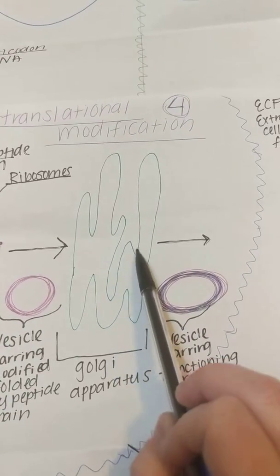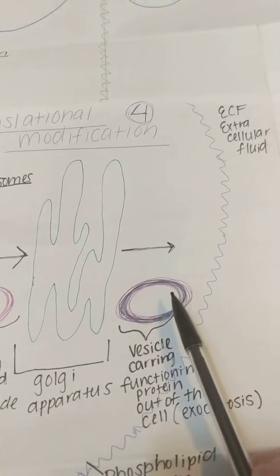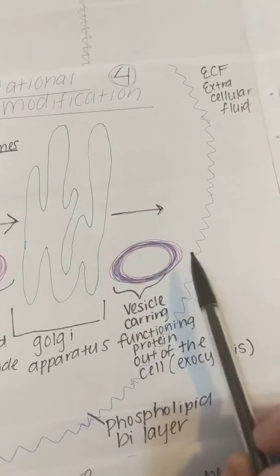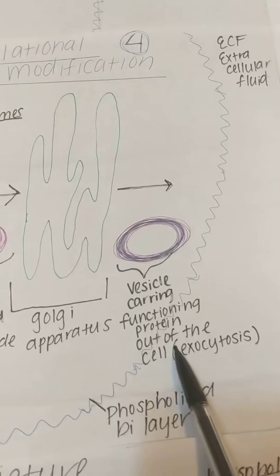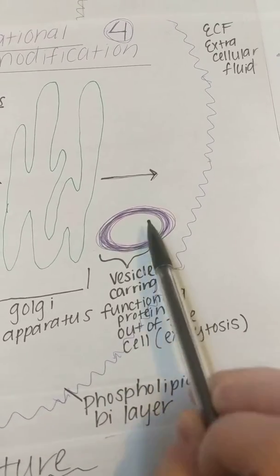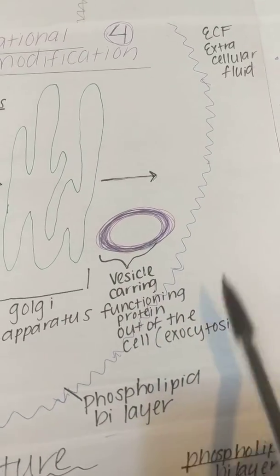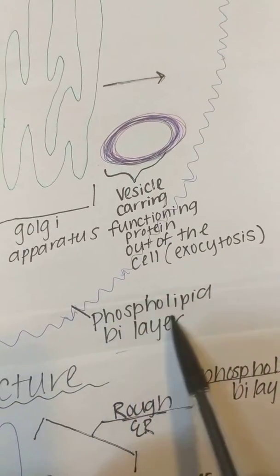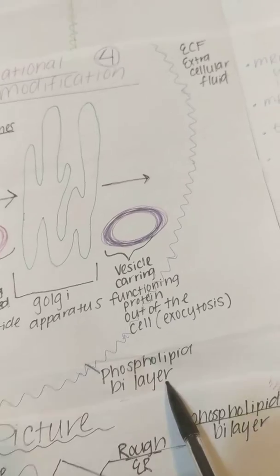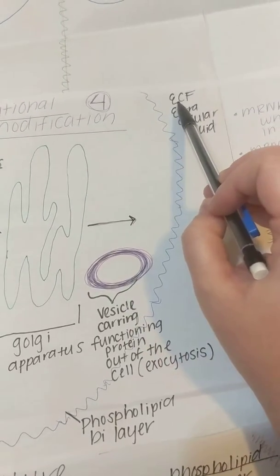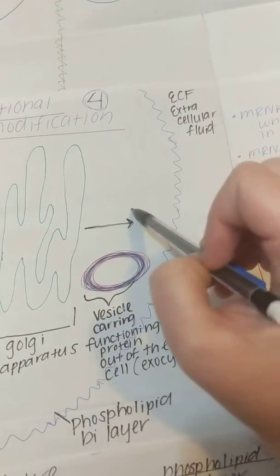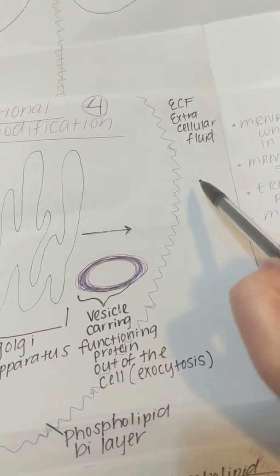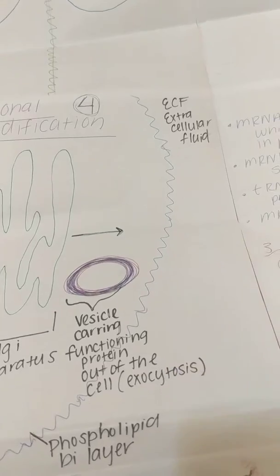So once it's done in the Golgi apparatus, it has to go through a vesicle again, carrying the functioning protein out of the cell. And once it goes out of the cell, that's called exocytosis, exit. And it exits the phospholipid bilayer of the cell into the extracellular fluid outside the cell. So cytoplasm in, ECF outside the cell.